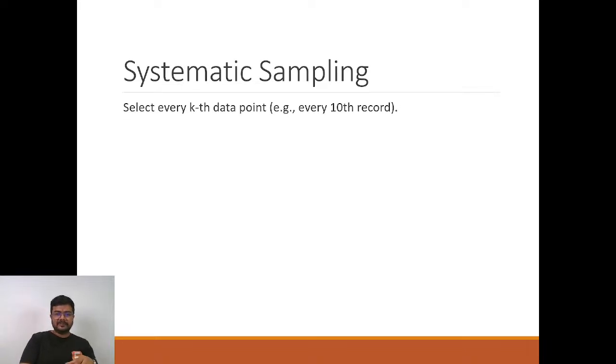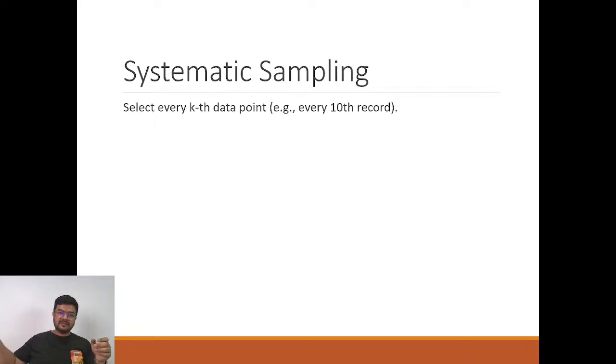Now comes systematic sampling. Systematic sampling means I'm selecting every kth data point. For example, it's given every 10th record, I can select whichever number I want. So for example, in a group of 100 students, starting from the second person, I will select every seventh person for my sample. So if the first person I'm selecting is the second person, then 2 plus 7 is 9. So the next point in my sample will be the ninth person.